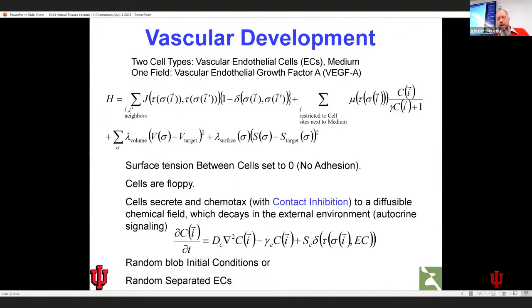And so we built a simple simulation, and I tend not to show you the mathematics. This is a very old slide, so it still shows all the math. But this is not anything very, very complicated. The first term is our regular contact energy term. The second term is the saturated chemotaxis that we were just looking at.